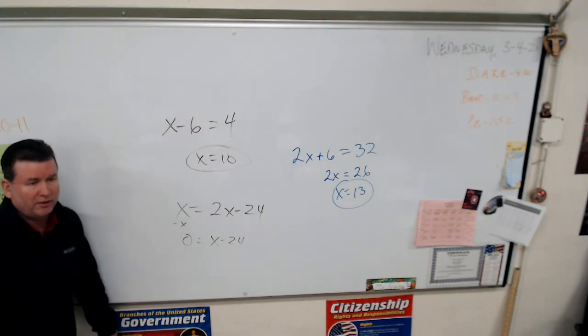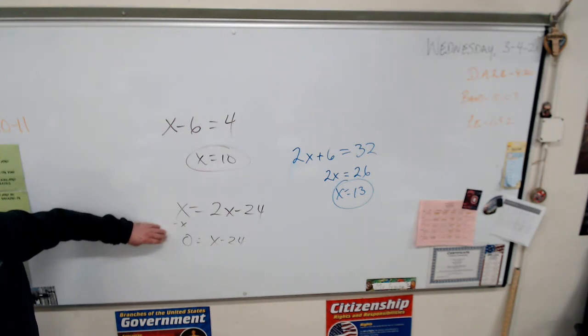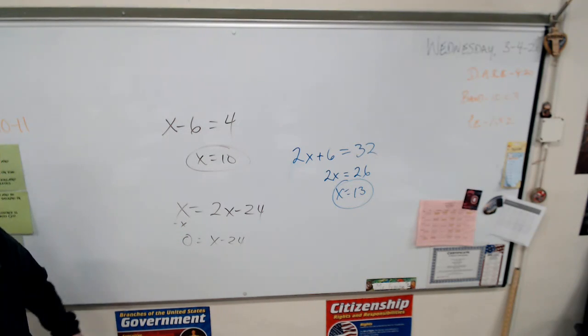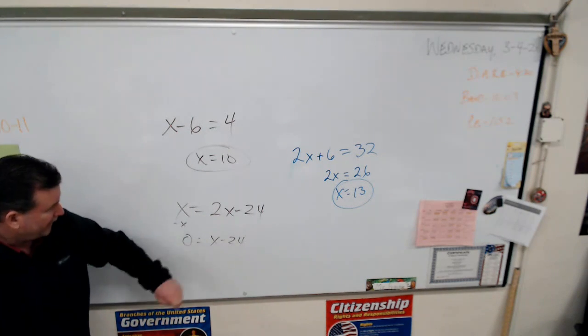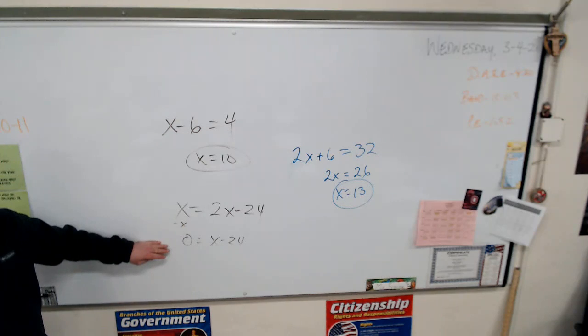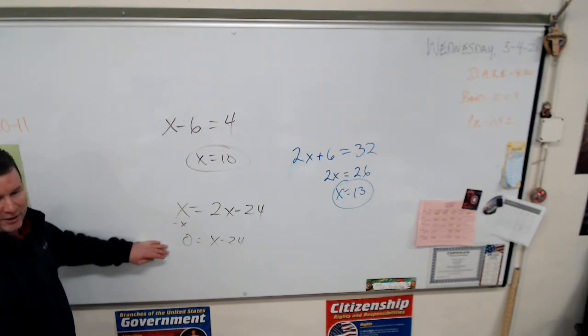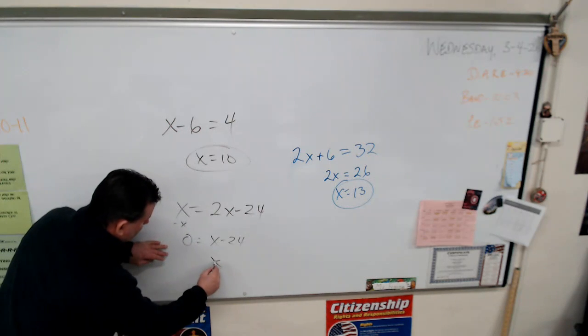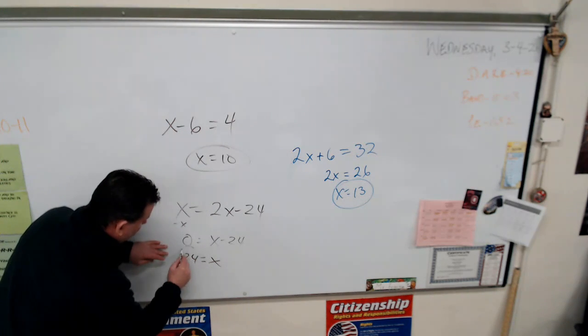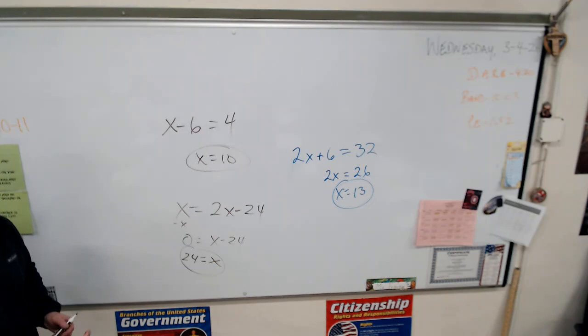Who followed me so far? All I did was get rid of 1x here. 1x minus 1x, 0. 2x minus 1x, x. That's all I've done. You following? Okay. How do I get rid of the negative 24? You add 24, and then you add 24. So x equals 24. Okay. Everybody got that?